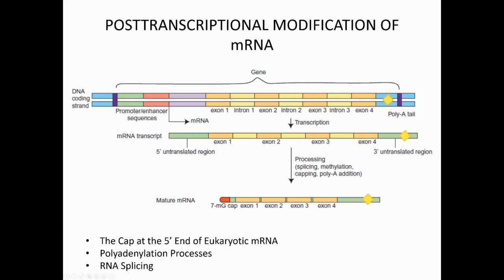So in here, as you can see, in the eukaryotic gene we have the intron, exon, intron, then you transcribe. After the transcription, you have this pre-messenger RNA. The pre-messenger RNA has a 5' untranslated region and a 3' untranslated region. Then you have to go through the processing so that it becomes the mature messenger RNA. And then this mature messenger RNA will be transported to the cytoplasm to the site of the ribosome for the translation.